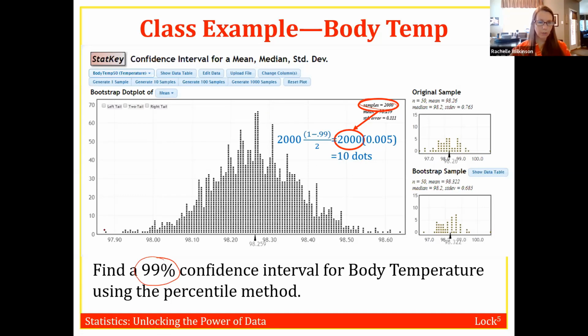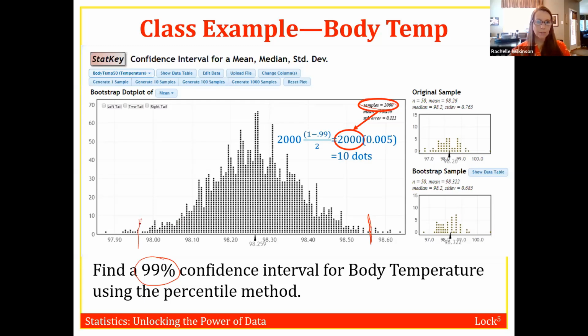So starting from the left, I'm going to count over 10 dots. 1, 2, 3, 4, 5, 6, 7, 8, 9, 10. So I'm about right here. I'm going to do the same thing on the other side, coming in from the right. 1, 2, 3, 4, 5, 6, 7, 8, 9, 10. I'm not very good at drawing straight lines on a computer.